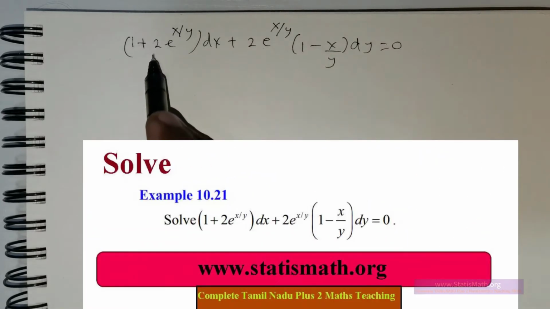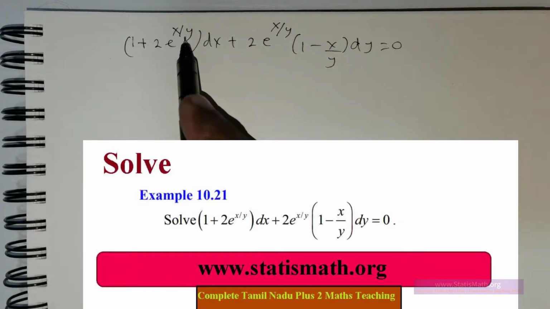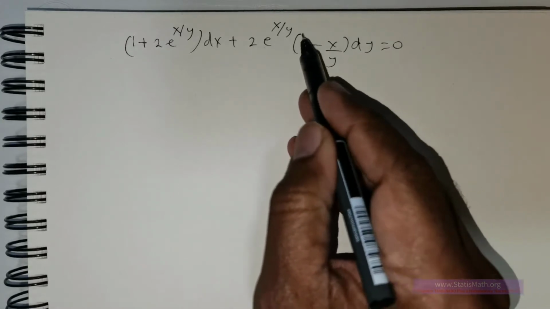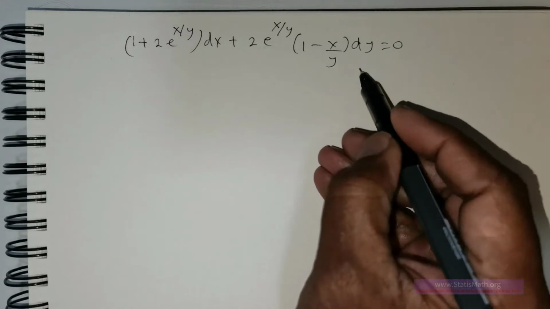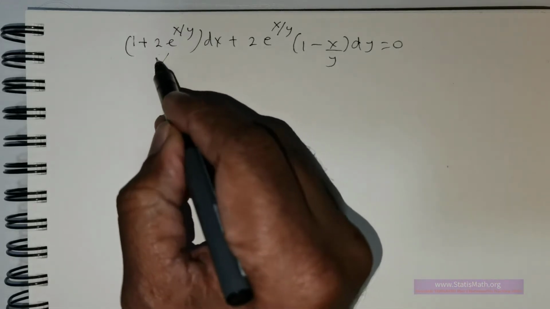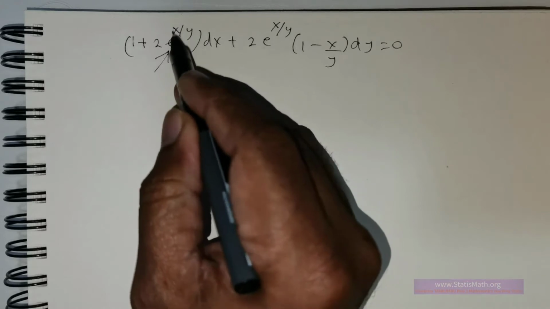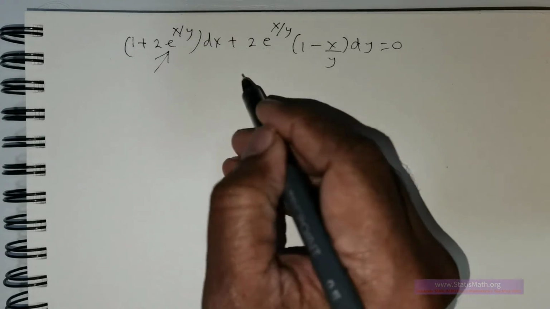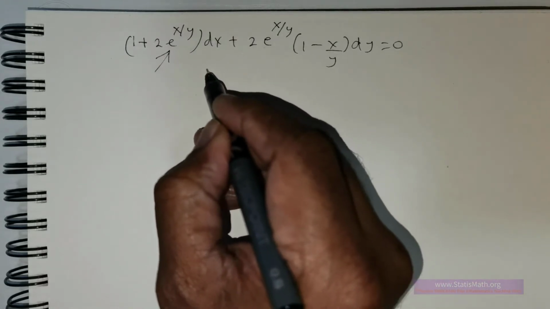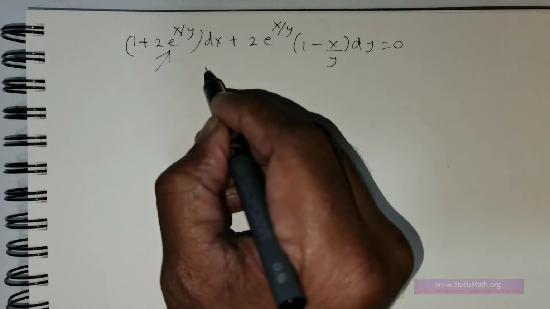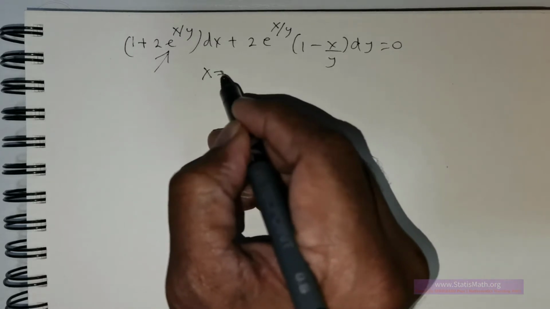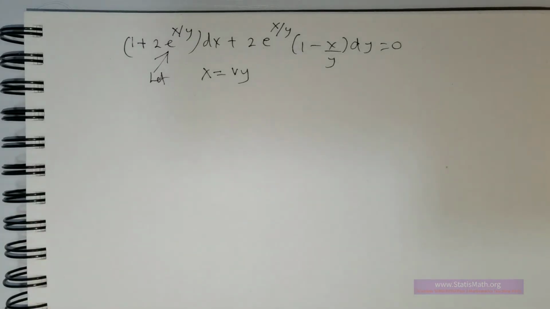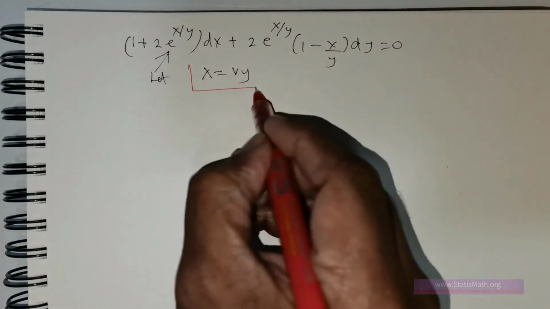We are given this question: (1 + 2e^(x/y)) dx + 2e^(x/y)(1 - x/y) dy. Now you have to make a very important note here. You see the exponent's value is x divided by y. Because of this, we would be making the substitution for x actually. So instead of taking y equal to vx, we would be taking x to be vy. This is a very important note that you have to take into consideration.